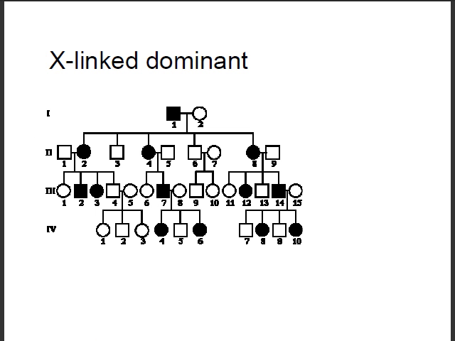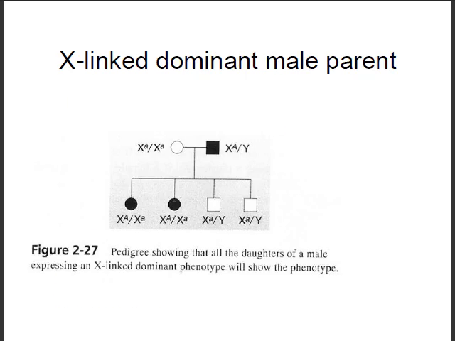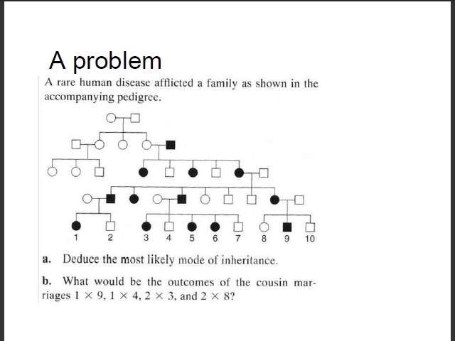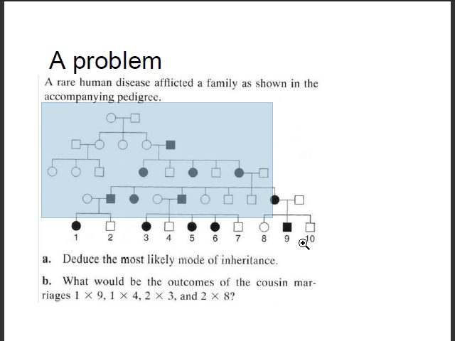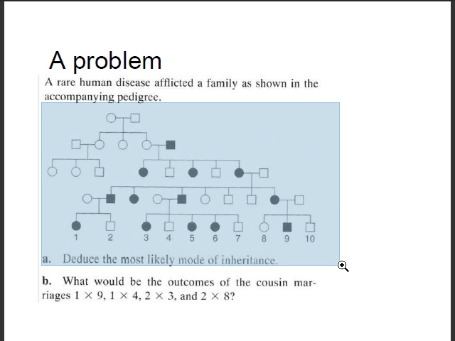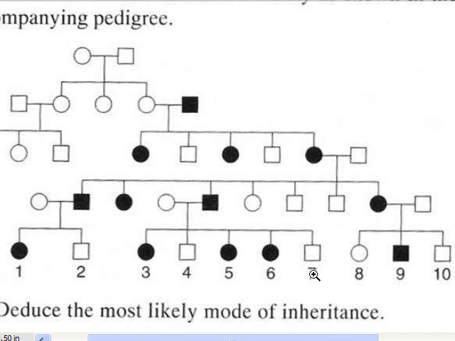Okay, so now let's do a little bit of a problem. I do this in class, but you can try to answer it on your own. A rare human disease afflicted a family, shown in the accompanying pedigree. Deduce the most likely mode of inheritance. So now would be the time to press the pause button to see if you can figure this out. Is it autosomal or X-linked? Is it recessive or is it dominant? Hit the pause button now.